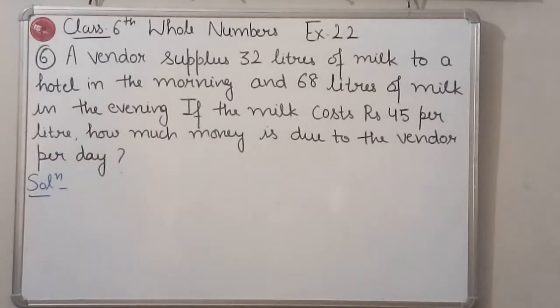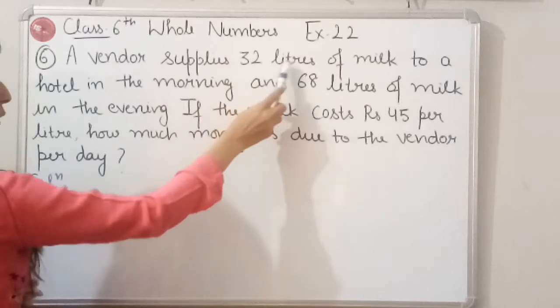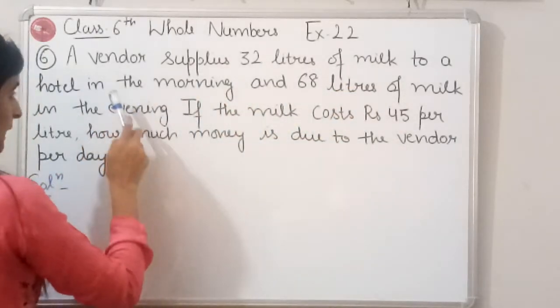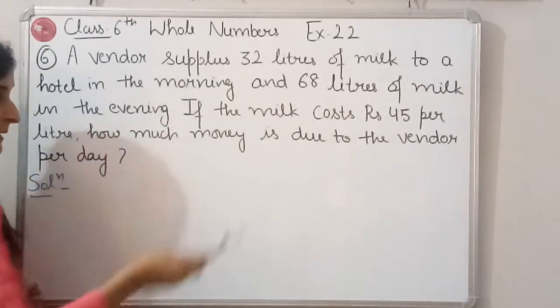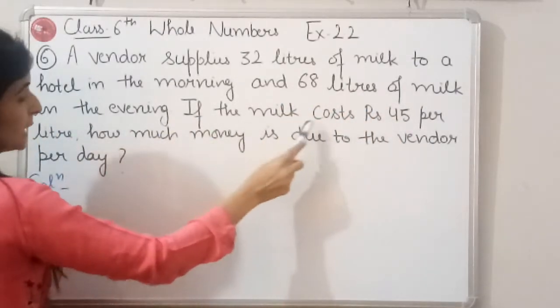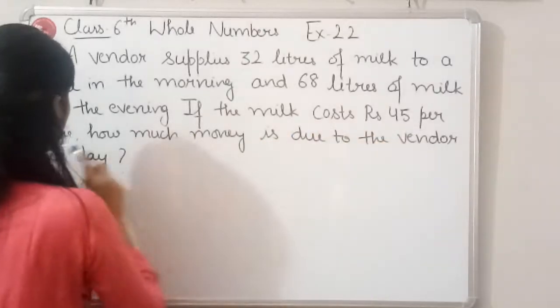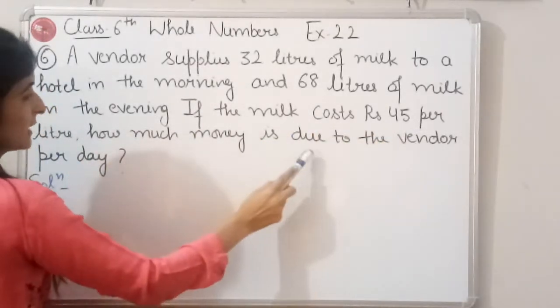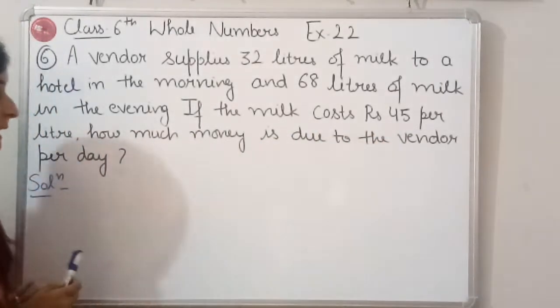Next is the sixth question. The question is, a vendor supplies 32 liters of milk to a hotel in the morning and 68 liters of milk in the evening. If the milk costs rupees 45 per liter, how much money is due to the vendor per day?